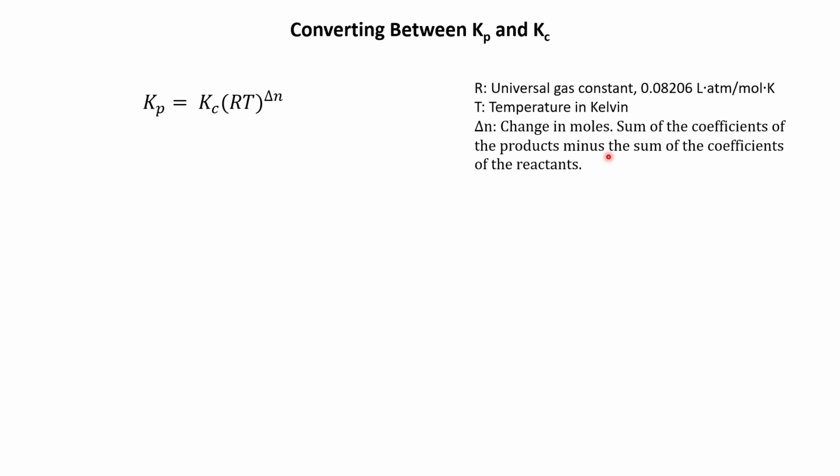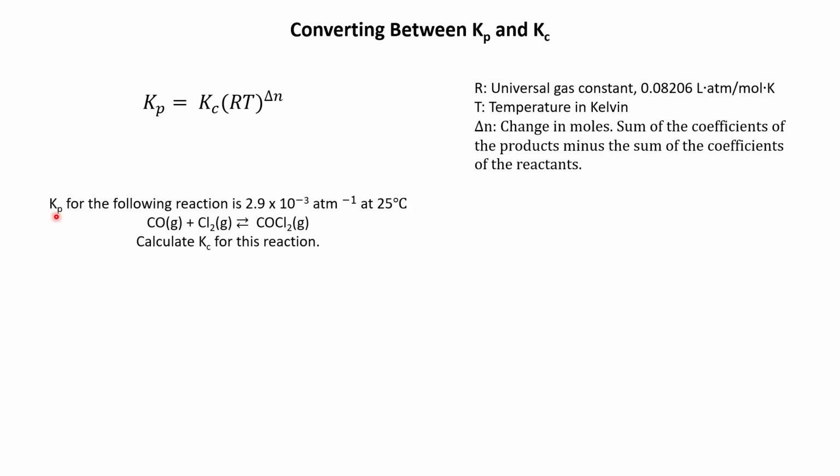Let's actually work a problem for a specific equation. All right, Kp for the following reaction is given as this number right here, 2.9 times 10 to the negative third. This is 1 over atmospheres, and it's at 25 degrees Celsius. Okay, and we're given our chemical equation right here, and we just want to calculate the Kc. First, is my equation balanced? So carbons are balanced, oxygens are balanced, and chlorines. Okay, so this equation is balanced.